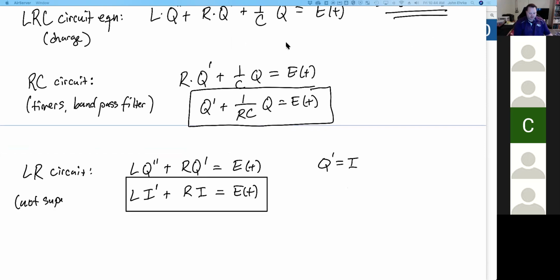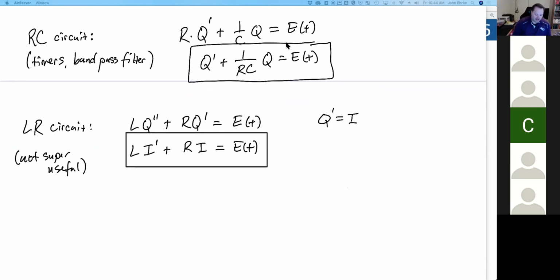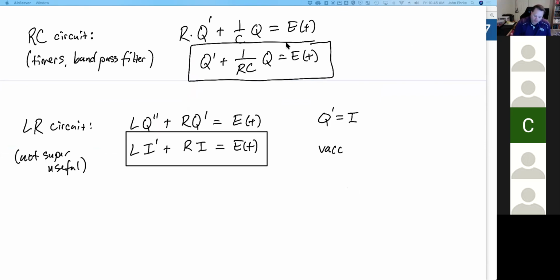Not super useful. LR circuits aren't a really big deal. There's just not that many of them. I would say the most likely place you'd run into an LR circuit in the real world is looking at something like a vacuum tube, like for a light, not a computer. Vacuum tube lights have LR circuits in them. Most of them do. But there's just not a lot of great examples of LR circuits.